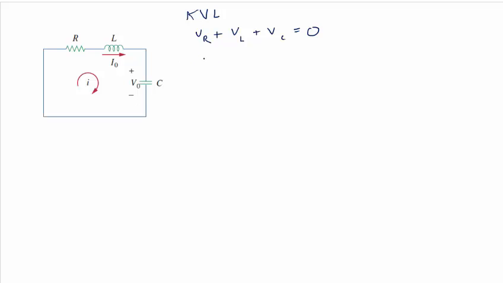So KVL, we want KVL. We can write this one okay. I times R, only one I in there, right? And we can write the voltage on the inductor pretty well because we know that's L di/dt. But for the voltage on the capacitor we have a little bit of an issue, because right now we have an equation for current on the capacitor, which is I equals C dV/dt, correct? But we want the voltage on the capacitor right here.